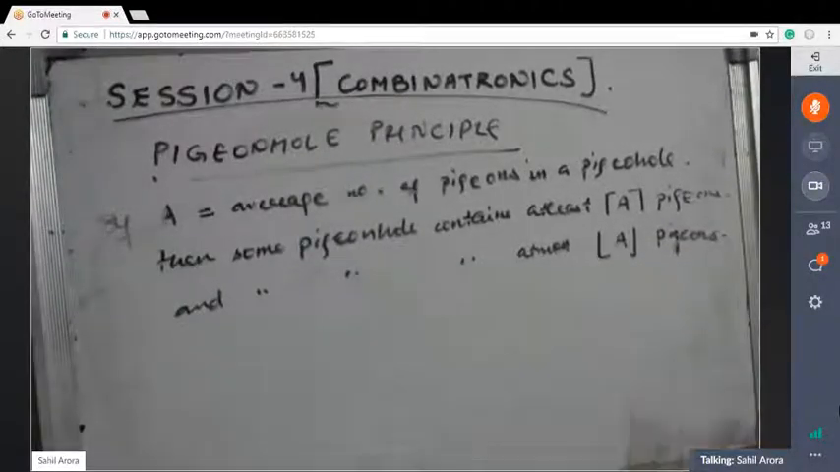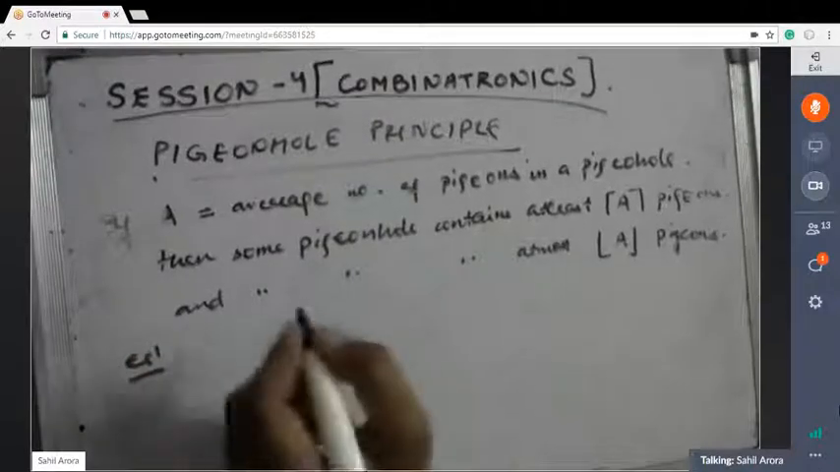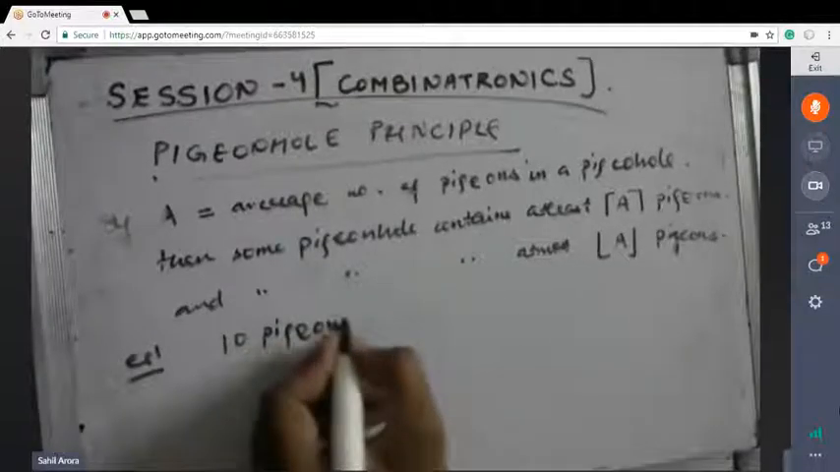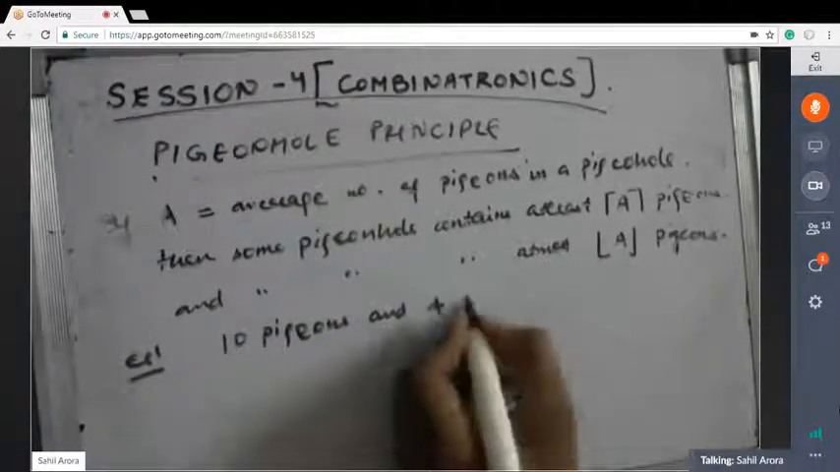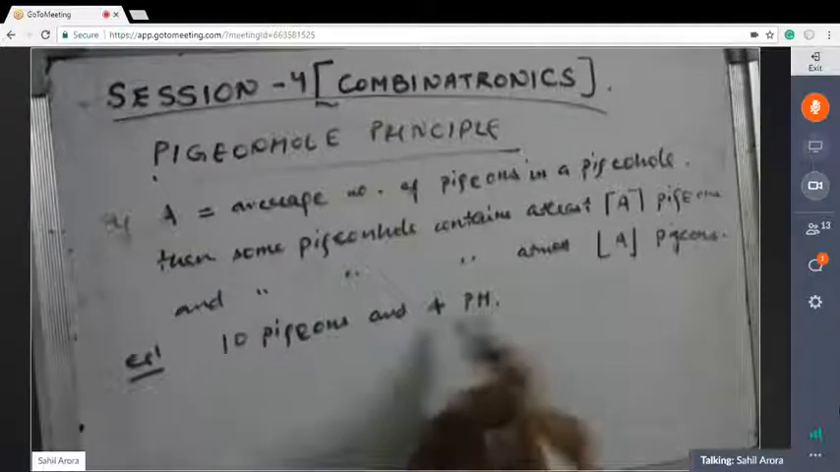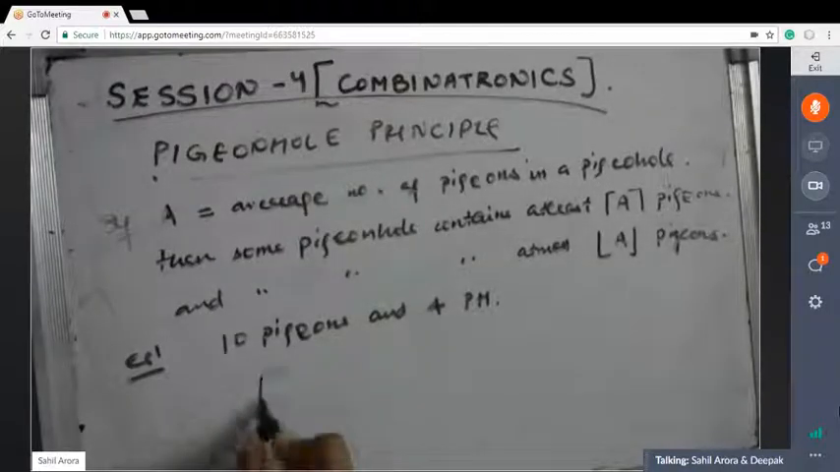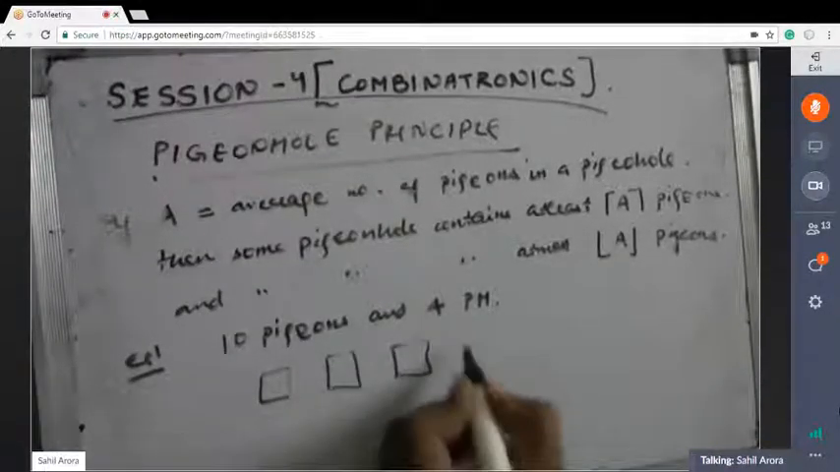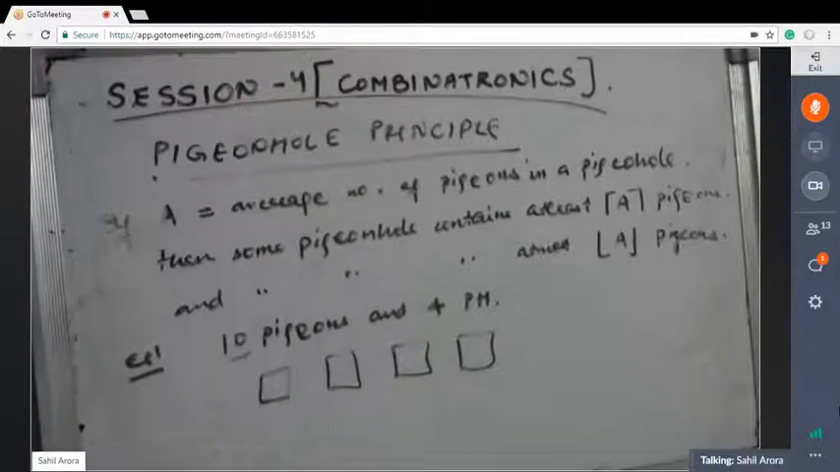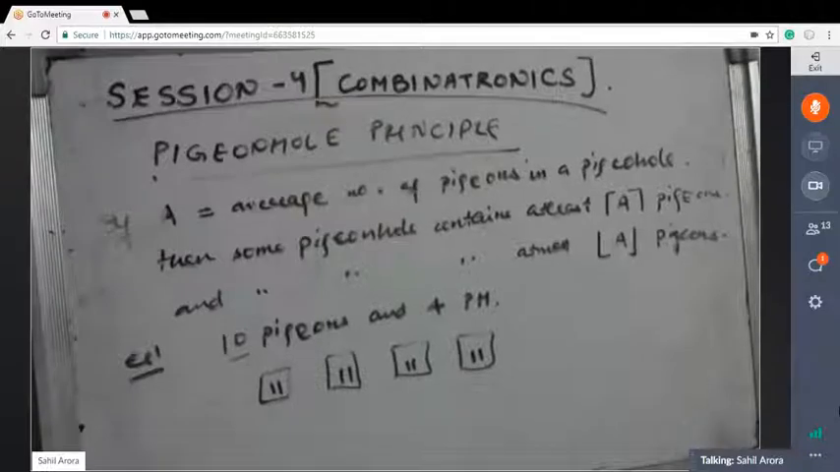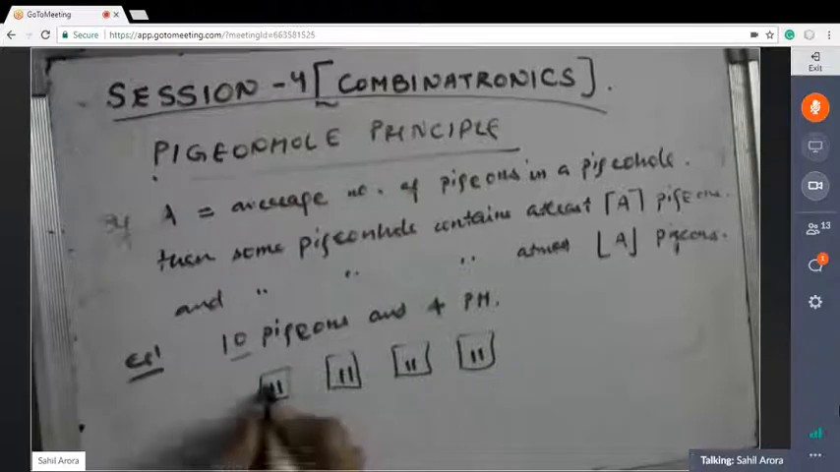Let's understand with the help of some example. Suppose we have 10 pigeons and 4 pigeonholes. Let's draw it and understand from the very basics. If I'm putting 1 pigeon in each of the 4 holes, then 6 are remaining. I put one more in each, so 8 are covered and 2 are left. Those 2 can go in any of these holes.